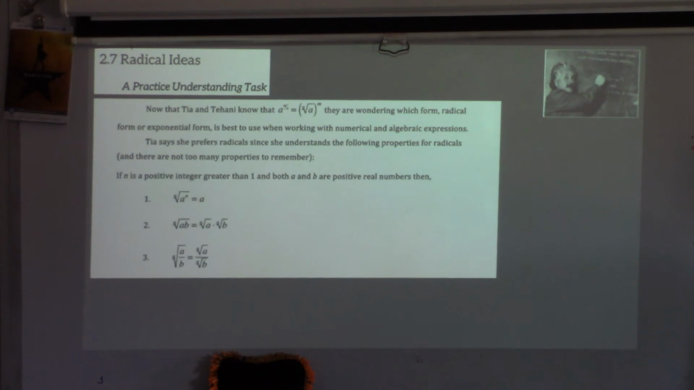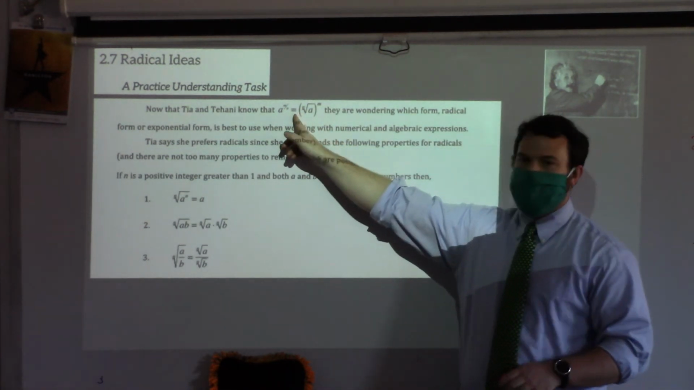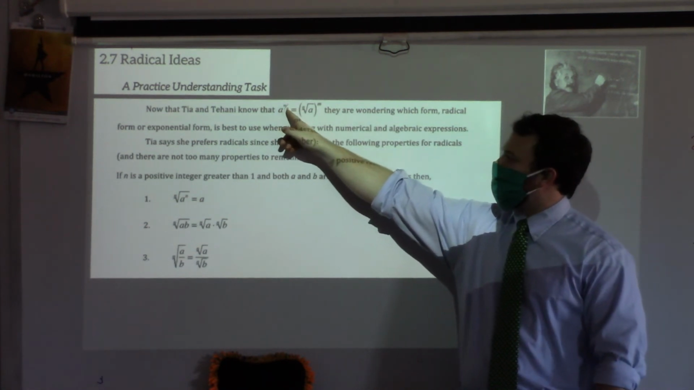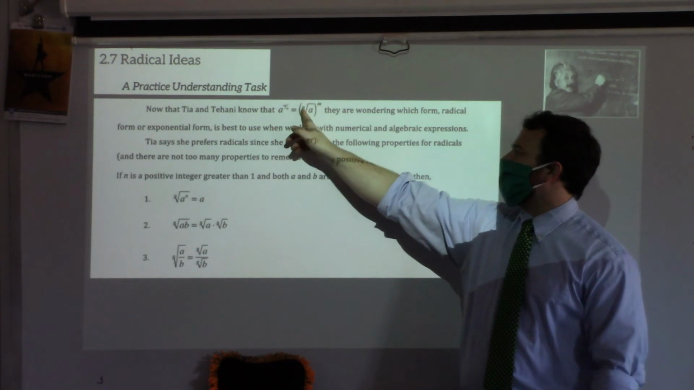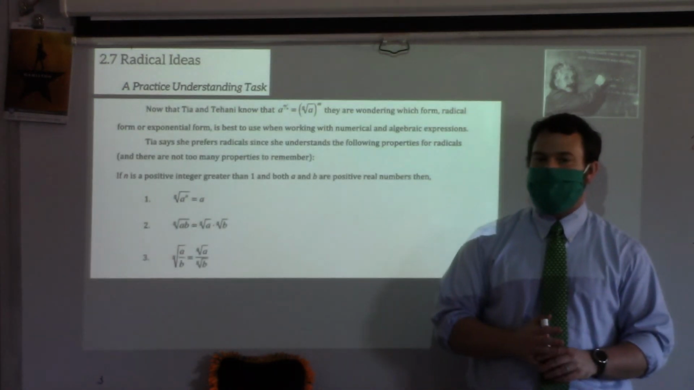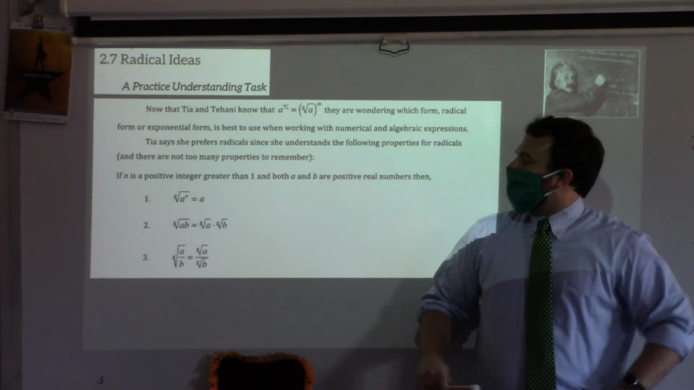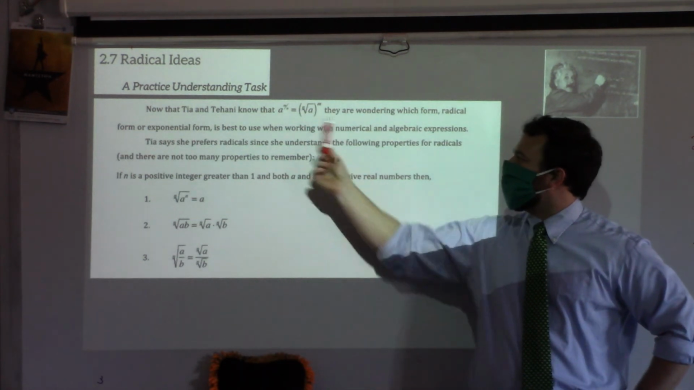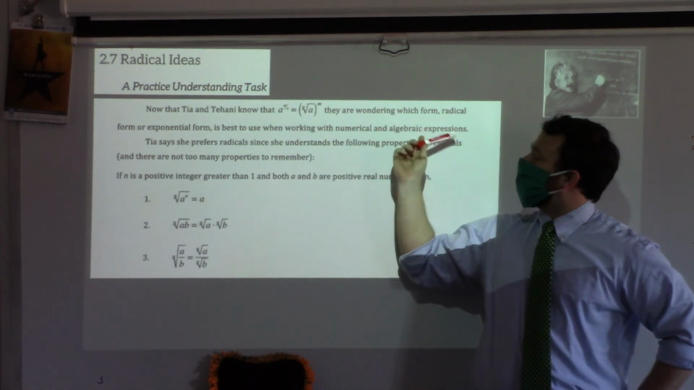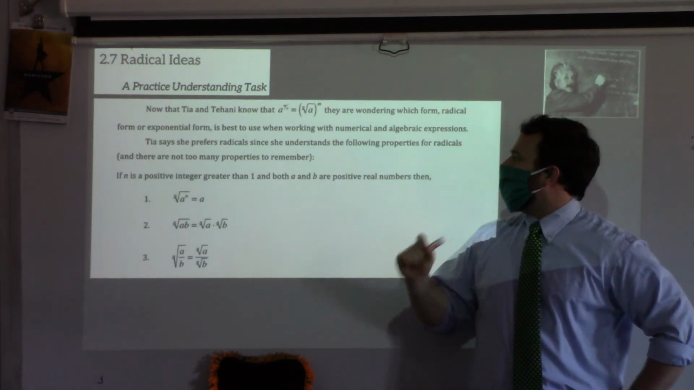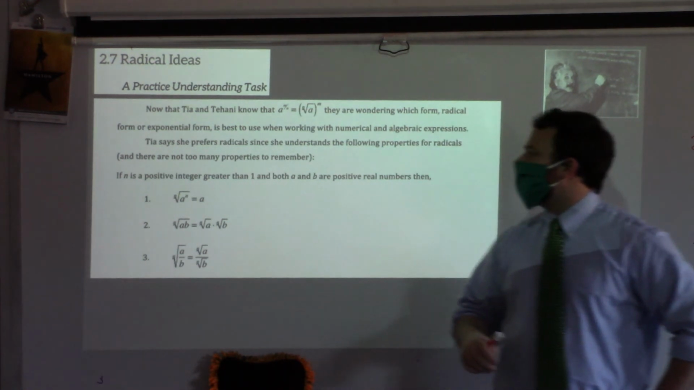So, please note, and this is what I was talking about earlier, that equal sign is missing on your paper. Make sure that a raised to the m divided by n equals the nth root of a, all raised to the m. So if you have not already put that, make sure you get that. Now that Tia and Tehani know that this is true, they are wondering which form, radical form or exponential form, is best to use when working with numerical and algebraic expressions.